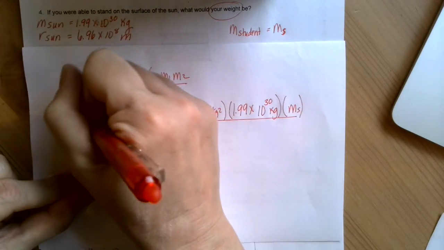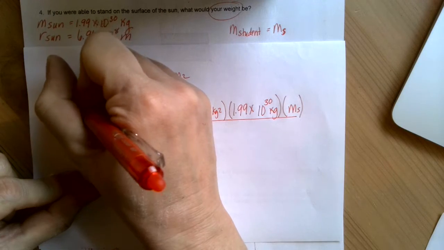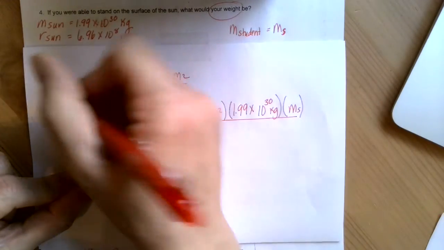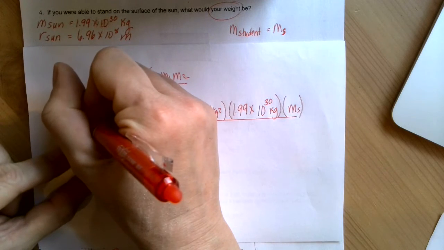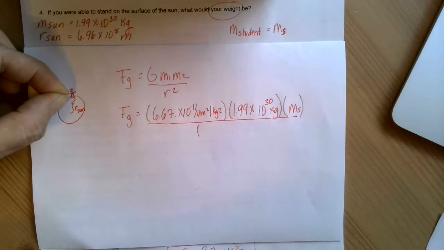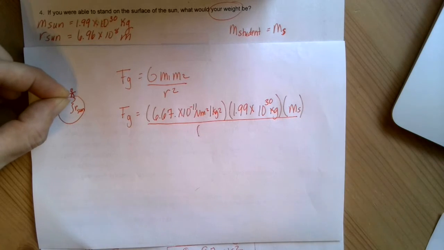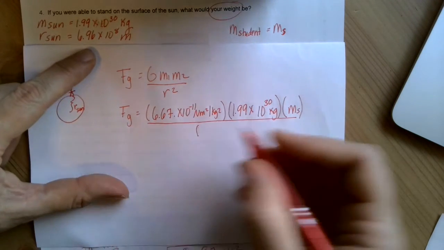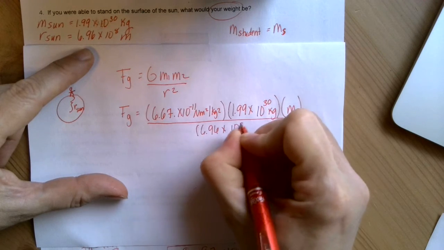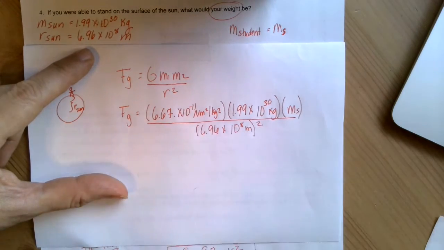So this is you standing on the surface of the sun. The distance between the center of you and the center of the sun is basically the radius of the sun. This tiny distance from your feet to the center of you is nothing compared to the radius of the sun, which is 6.96 times 10 to the 8 meters. Don't forget to square it.